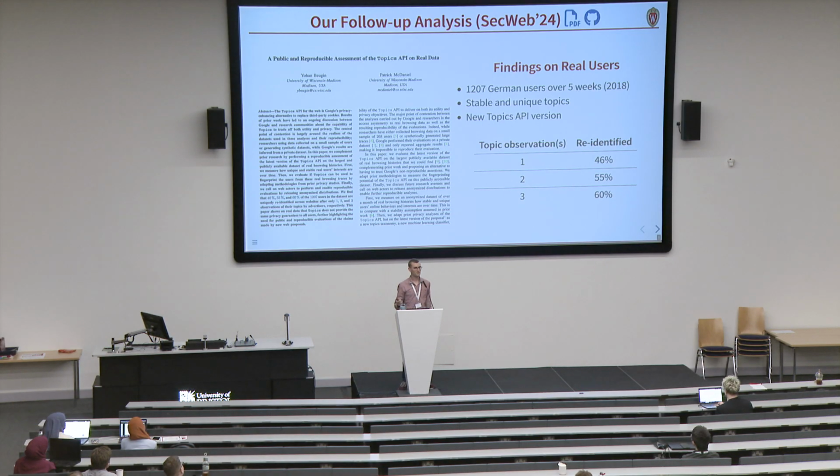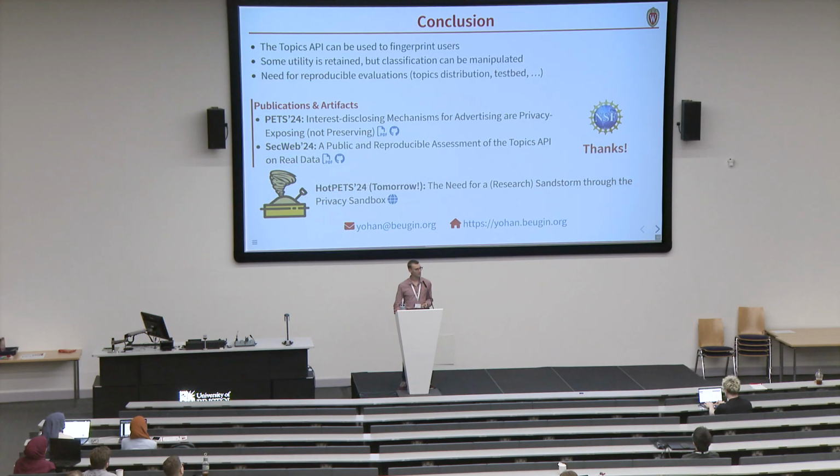So we have a follow-up analysis where we actually replicate the evaluation that appeared at PETS this year on real data. We have a data set of about 1,000 users, and we measure how stable and unique the topics are on a real data set, and we find, again, results where we can identify users across websites. So to sum up, we can actually use the Topics API to fingerprint users, and on the utility side, while utility is retained, the classification can be manipulated.